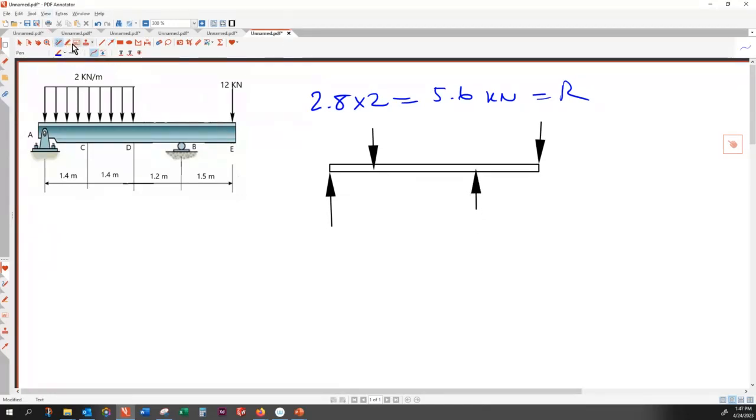All right, so this is the entire beam. I want to find the reactions. This is point A. That is point B. This is point B, and that is point E. 12 here, 5.6 here. AY and BY. So how do I find BY?